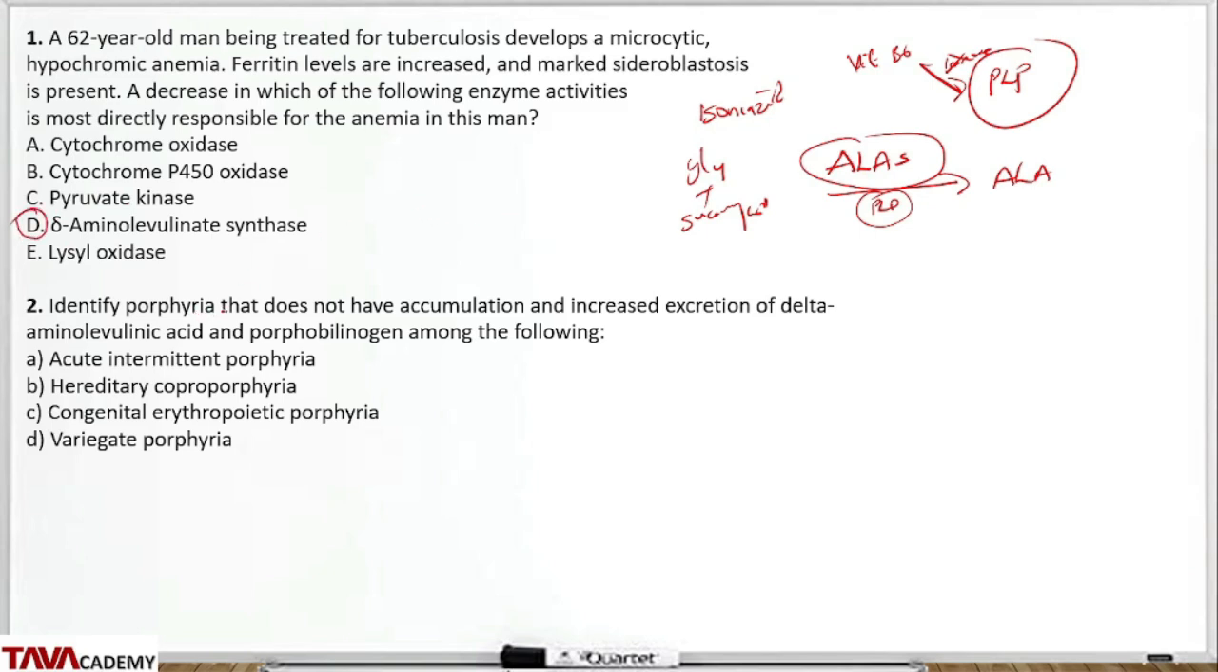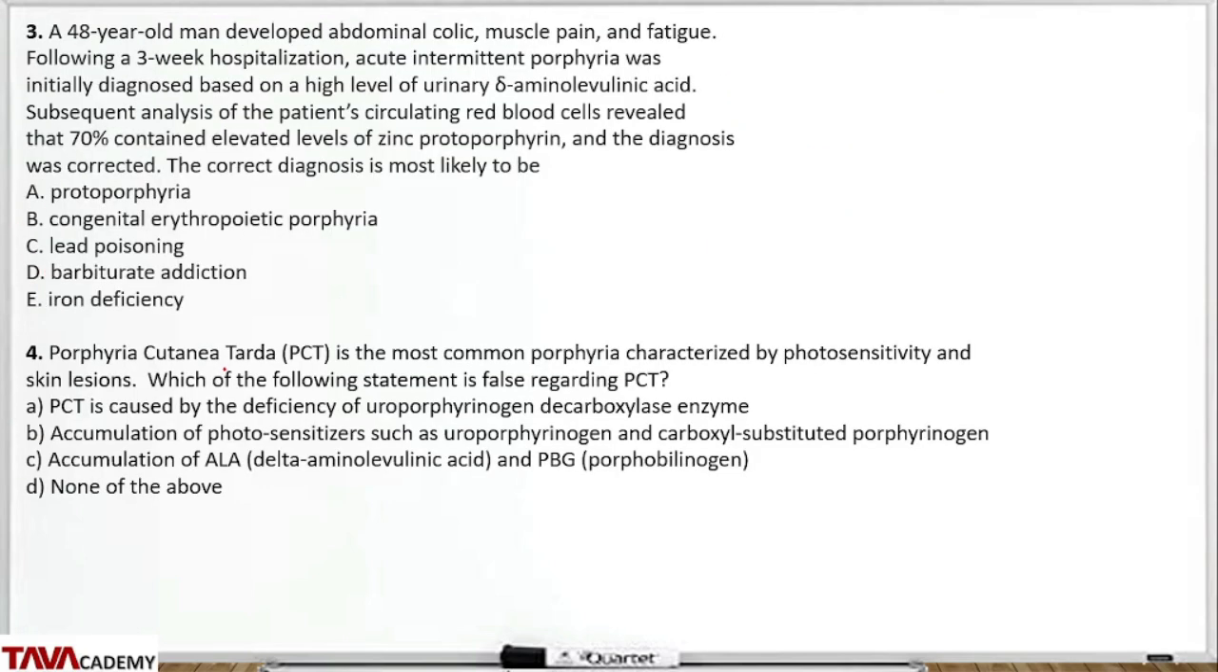Identify the porphyria that does not have accumulation and increased excretion of delta amino levulinic acid and porphobilinogen amongst the following. The answer to this is congenital erythropoietic porphyria. The rest have an increase in PBG and ALA. So there's an increase in PBG and ALA in the others, except for congenital erythropoietic porphyria.